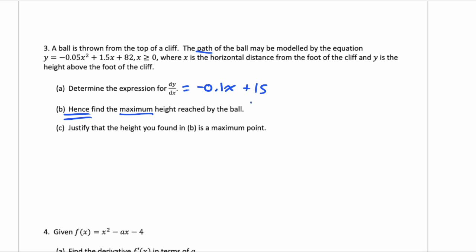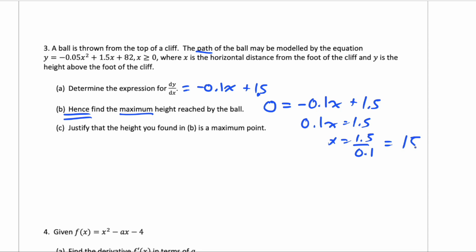So to get the maximum height, at maximums and minimums, the derivative equals 0. So we set it equal to 0, that's 1.5, and solve for x. So this is 0.1x equals 1.5. x equals 1.5 divided by 0.1. That is 15. That 15 is the x value at the maximum height. We have to find the y value, so we substitute 15 into the equation.